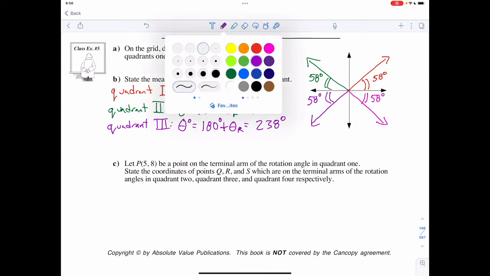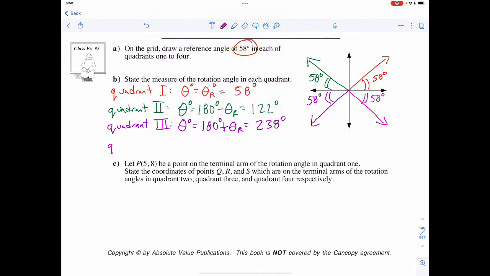And last but not least, when I do quadrant 4, I'm going to rotate all the way around, but I'm going to come up a little bit shy of that 360 degrees, exactly my reference angle shy. So my rotation angle would be that full 360 degree rotation minus my reference angle of 58 degrees, or 302 degrees.